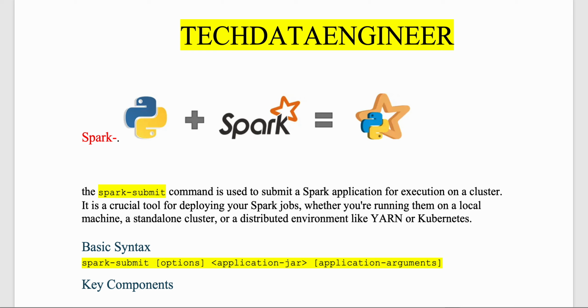So for different things where you want your own customizations for submitting your Spark job, you can use the help of a Spark Submit command. You can write your own things and then submit your job, and then your Spark application will run. So a Spark Submit command is used to submit a Spark application for execution on a cluster.